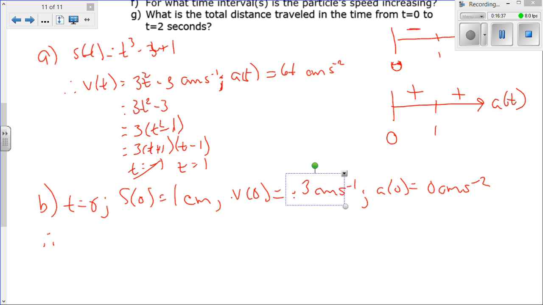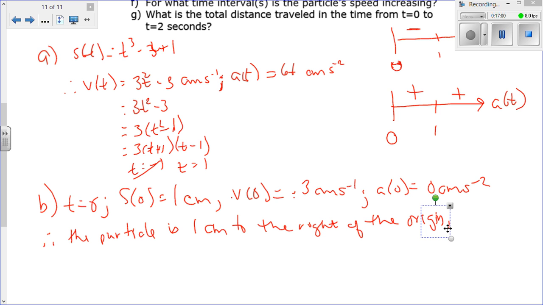And then describe the motion at that instant. So therefore, the particle is 1 centimeter to the right of the origin, and it is moving left at 3 centimeters per second. That came from right here, this negative 3. The negative means I'm moving to the left. Okay?